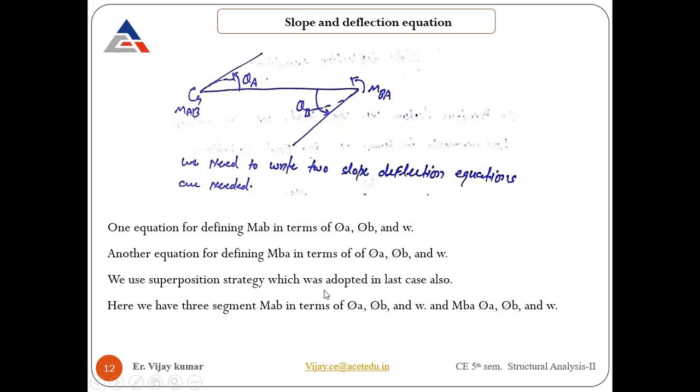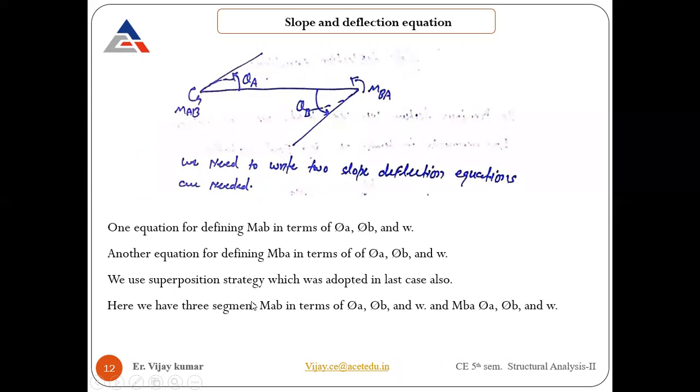Ultimately, the approach and the principle we are going to adopt is the same as in the last case, which was the superposition strategy, or superposition method. We are going to divide the beam into different segments. In the first case, we will consider this load. In the second case, we are going to consider this moment, and the third is the loading. I will explain each and every aspect, so you will understand afterwards by seeing this particular slide.